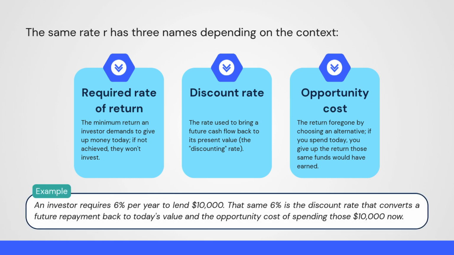As the example shows, an investor who demands 6% to lend $10,000 is using that same 6% as a discount rate and as an opportunity cost. One number, 3 perspectives.